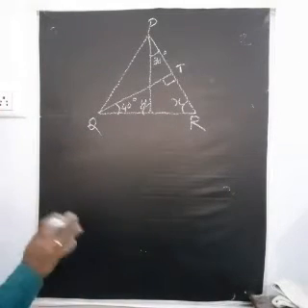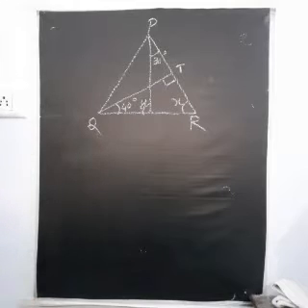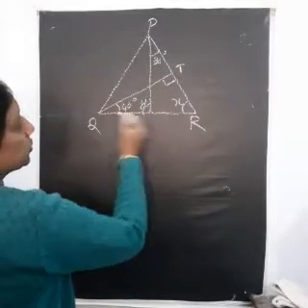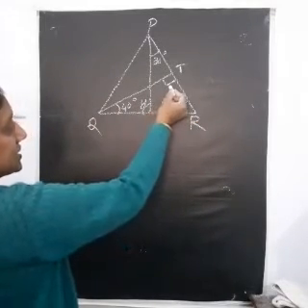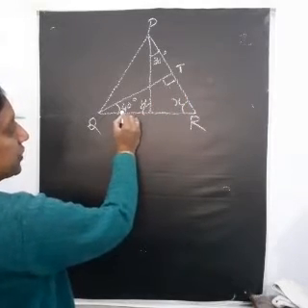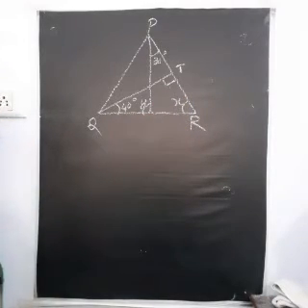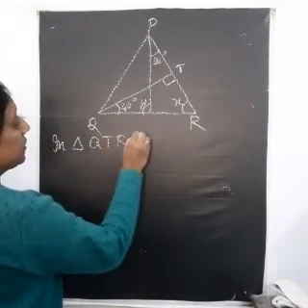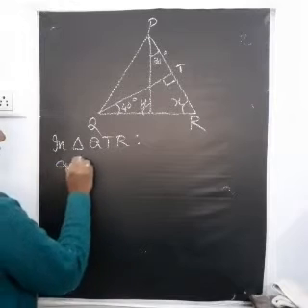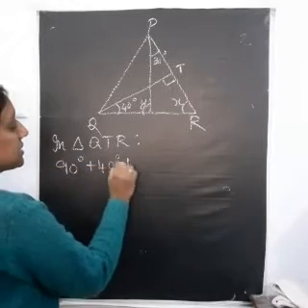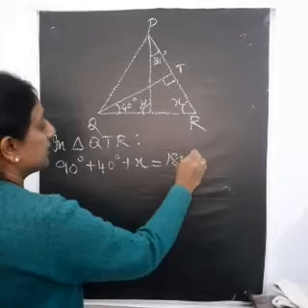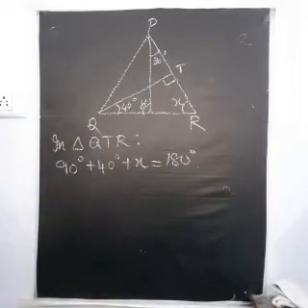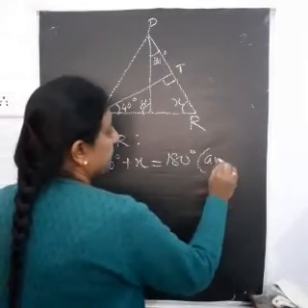So for finding X and Y, first I look for any triangle with the angle sum property. So if you take this triangle TQR, in that one angle is given as 90 degrees, another angle is given as 40. So we can find the value of X. So in triangle QTR, what can I say? I can say 90 plus 40 plus X equal to 180 degrees. Okay, so this is by angle sum property.